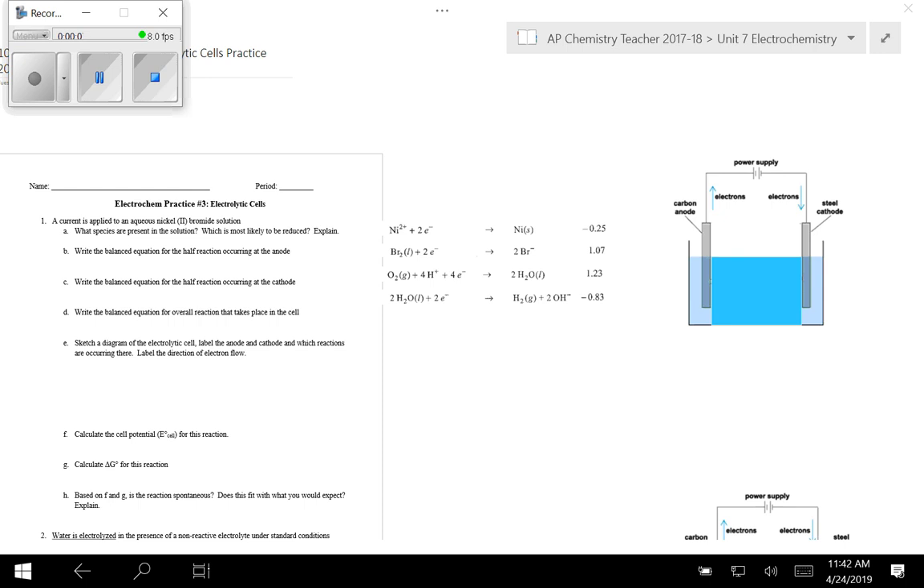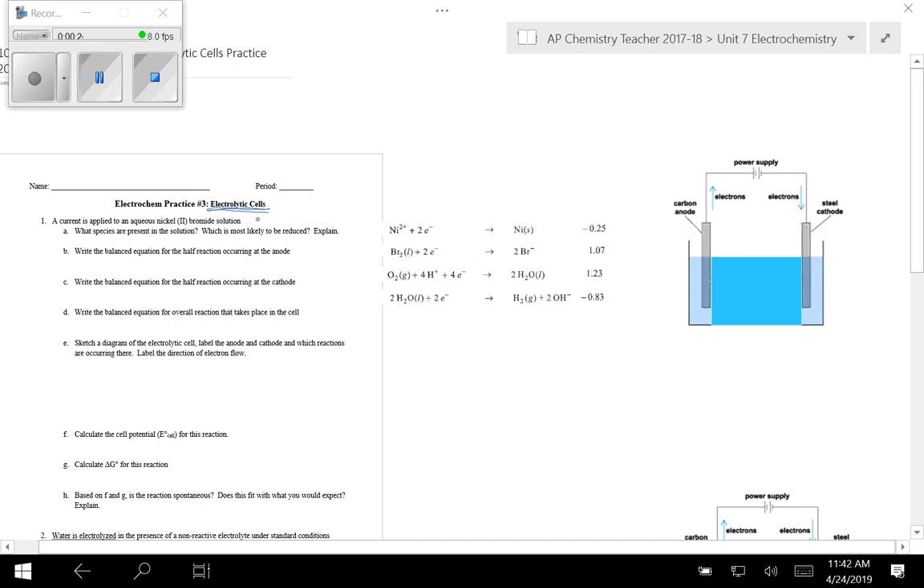So these are electrolytic cells, and what makes an electrolytic cell different from a galvanic cell, otherwise known as a voltaic cell, is that they are non-spontaneous. So some things you will notice.